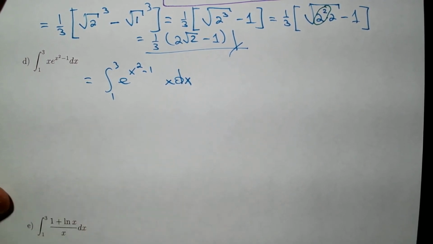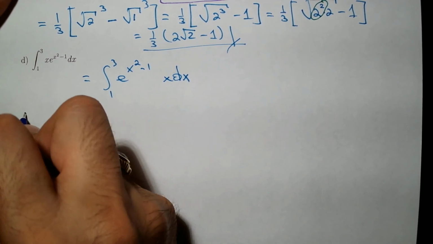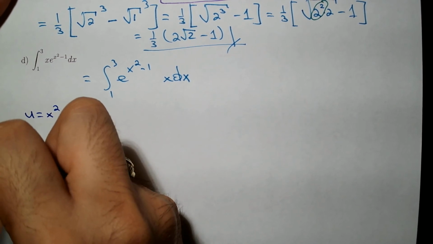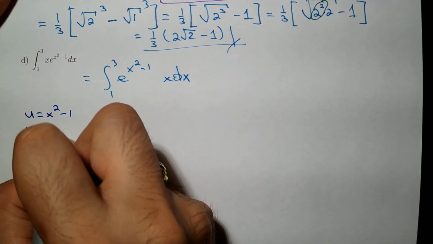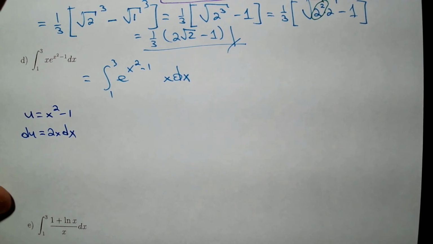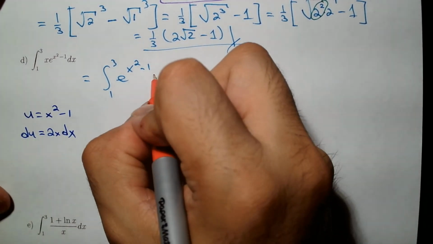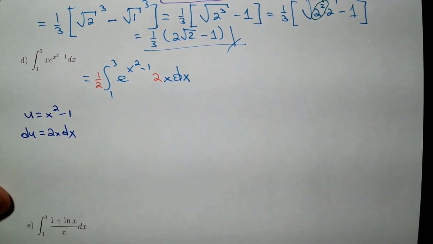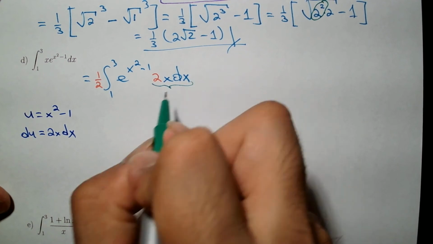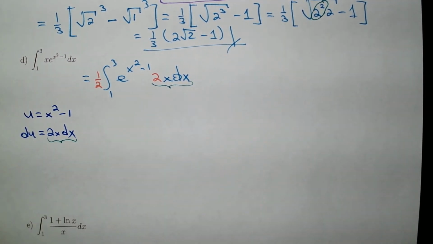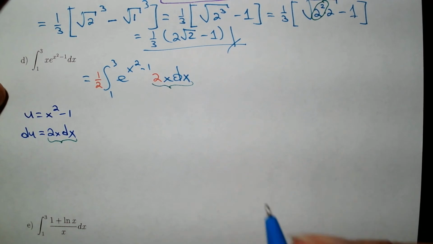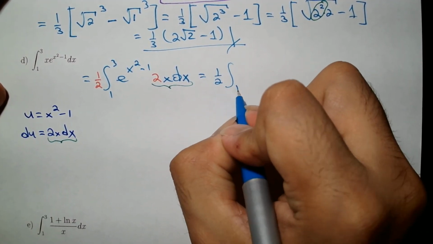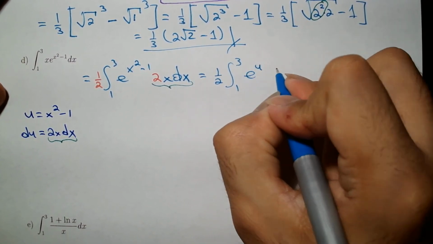So number one, let's set up the u du. U equals x squared minus 1, du equals 2x dx. That's our differential. So we need a correction factor. We need a 2 here, provided we can put it there, provided we divided 1 out. Okay, so notice how this works perfectly for our du. Alright, so let's rewrite the integral in terms of u. So we are going to have 1/2 integral from 1 to 3 of e to the u du.